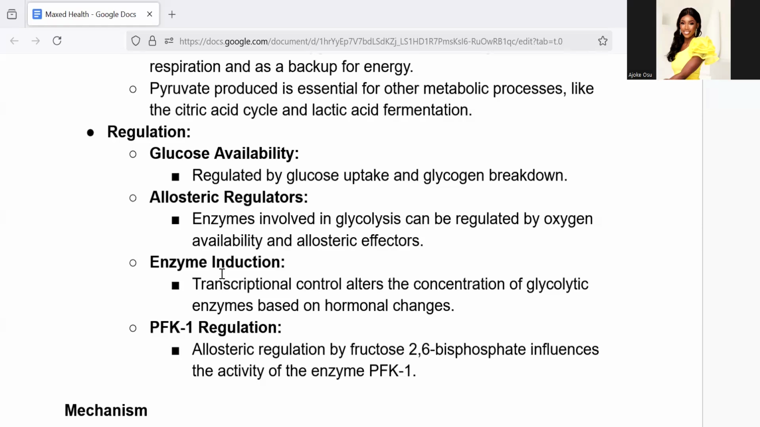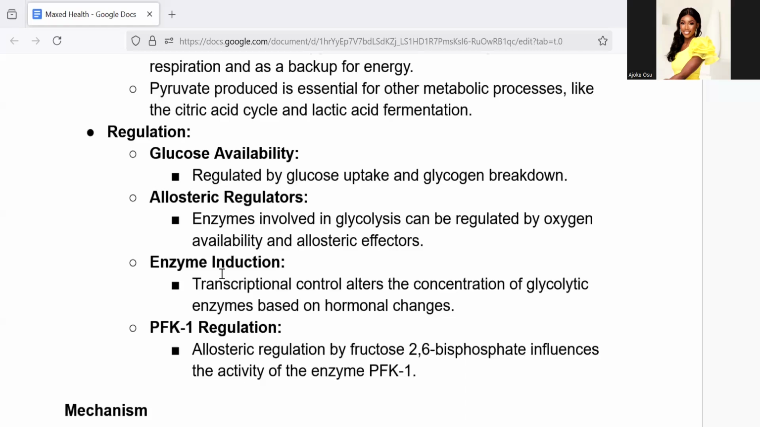Then, for PFK1, fructose 2,6-bisphosphate is also an allosteric regulator of PFK1. High levels of fructose 2,6-bisphosphate increase the activity of PFK1. Its production actually occurs through the action of phosphofructokinase 2. PFK is phosphofructokinase, so phosphofructokinase 1 is PFK1, and the production occurs through the action of phosphofructokinase 2.